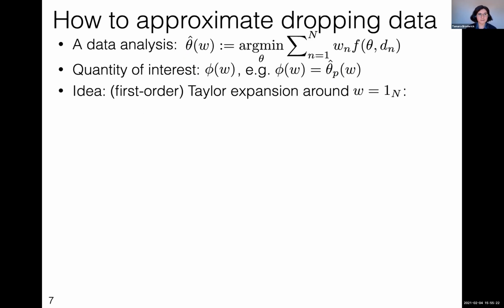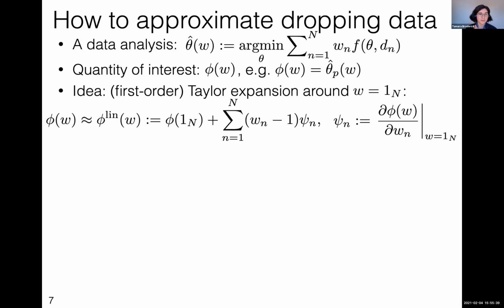And here's the approximation. Let's just do a Taylor expansion in W. When we're dropping a very small amount of data, we're changing that all ones W vector very little. And so maybe a first order Taylor expansion will be a pretty good approximation. Spoiler alert, it is. Okay, so let me walk through everything that's going on in this equation.